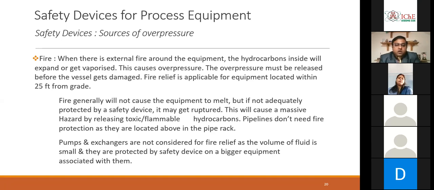For fire, one of the limits is that it is applicable for equipment which is located within 25 feet from grade. So when I said previously that all cases may not be applicable, say one of your vessels is located on a platform which is 30 meters high from the ground. For that you say there is no fire case applicable. So straight away you don't need to proceed and calculate the relief load for fire for that. But if it is at grade, as it is for most of the distillation columns or some of the vessels, fire cases are applicable and you have to proceed with that.